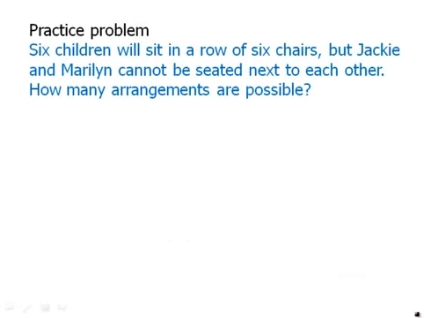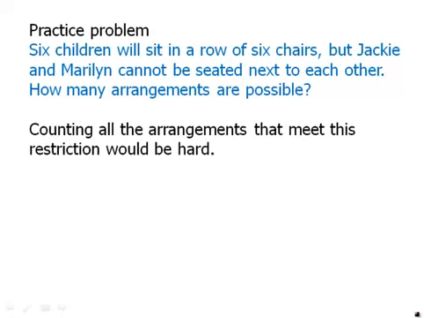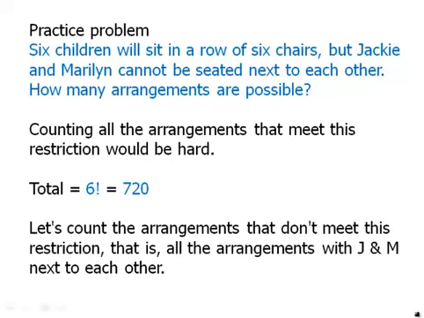So think about this practice problem. 6 children will sit in a row of 6 chairs, but Jackie and Marilyn cannot be seated next to each other. How many arrangements are possible? Counting all the arrangements that meet this restriction would be hard. So the total number of arrangements without the restriction at all, that's obviously easy. That's 720, 6 factorial. Let's count the arrangements that don't meet this restriction.